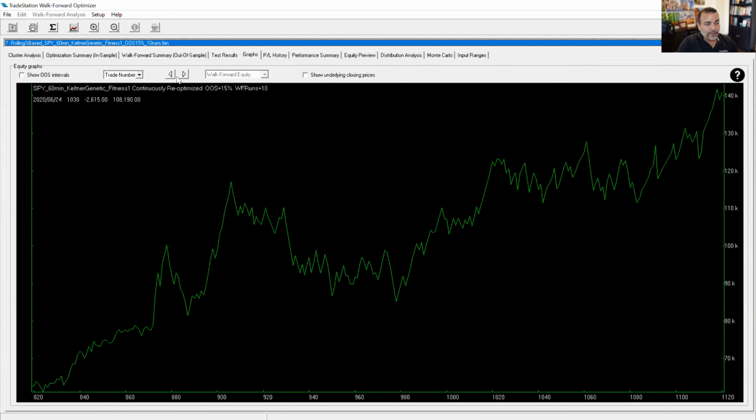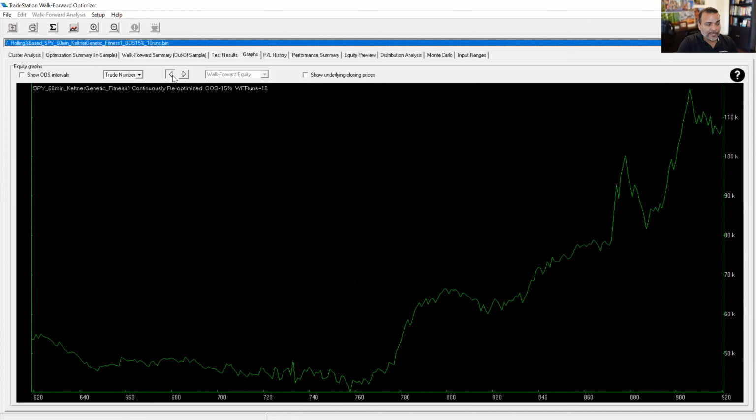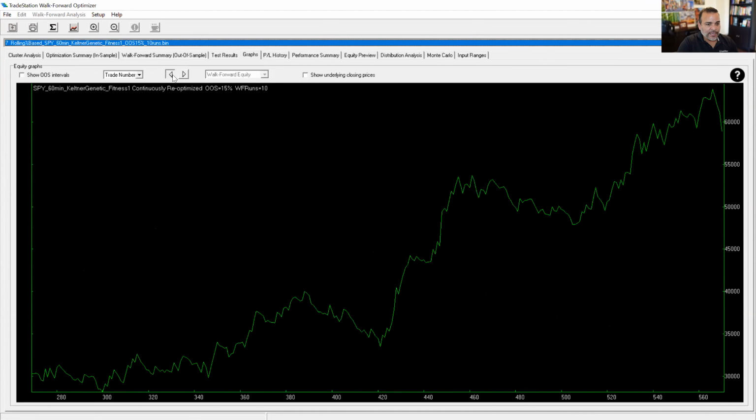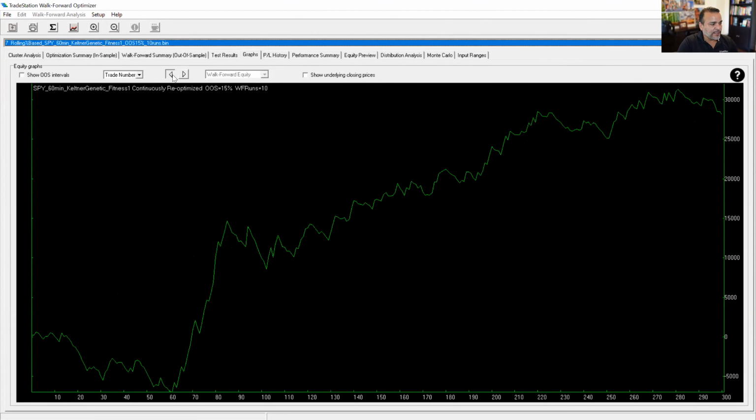You can click on the little directional arrows to go back in history and see the beginning of this strategy. This is the number of trades. At the very beginning of the strategy trade, we can see that we dipped down into the negative. This is a negative number. This is where 0 is. But you can see that it hasn't been all pretty throughout the history of the historical backtest.